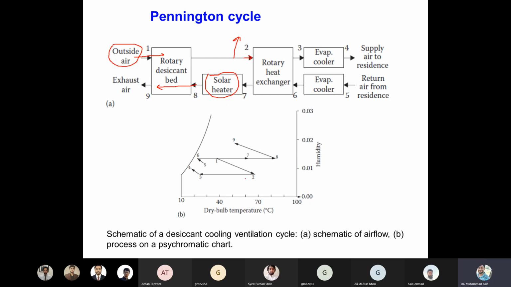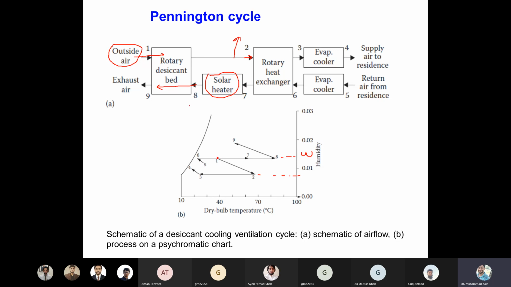That process can be plotted on the psychrometric chart. Let's say 1, 2, 3, 4 is the going air, and from 5 to 9 is the return air. As you can see, from 1 to 2 is the heating and dehumidification process. I hope you know this is the value of W, the amount of water vapors present in the moist air. As you can see, compared to 1 and 2, a large amount of water vapor is removed from 1 to 2 in the desiccant bed.